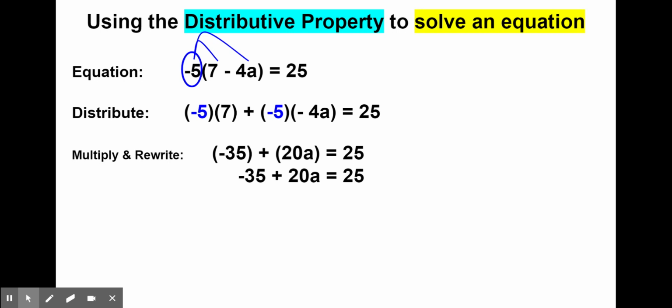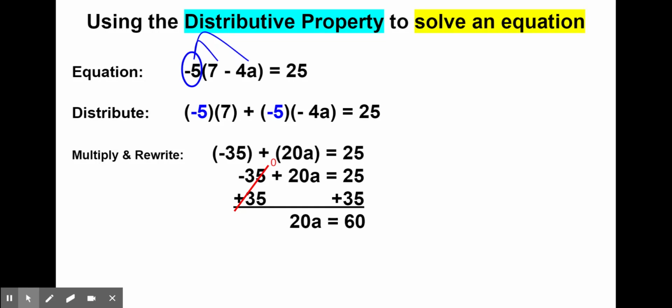In our two-step equation that we see here, we have -35 plus 20a equals 25. Remember that we have subtraction to start with, and now we're using reverse order of operations. So we'll add 35 to both sides of our equation. When we add 35 to both sides, the 35s on the left cancel out to be 0, and on the right, they'll add 25 and 35 to be 60. So we'll be left with 20a equals 60.